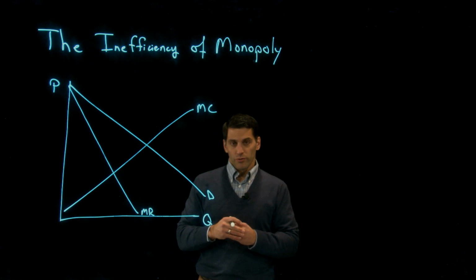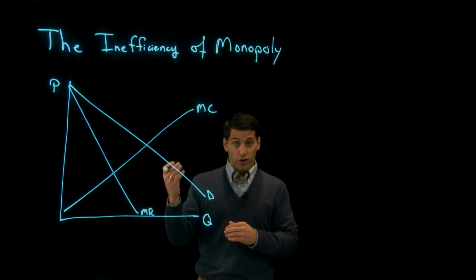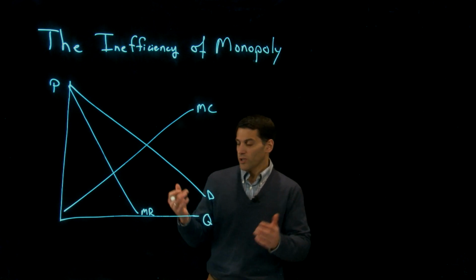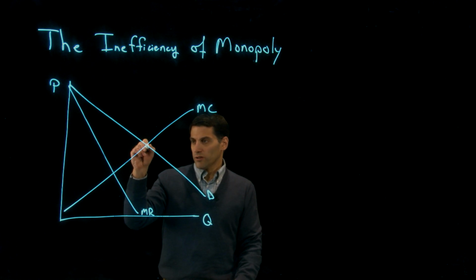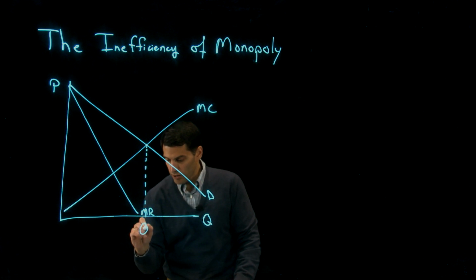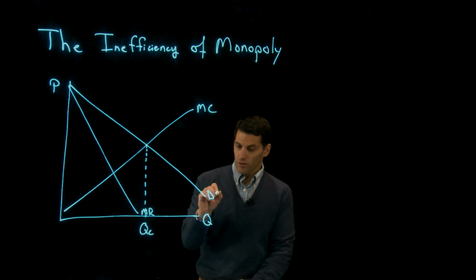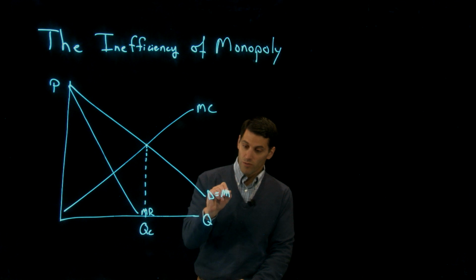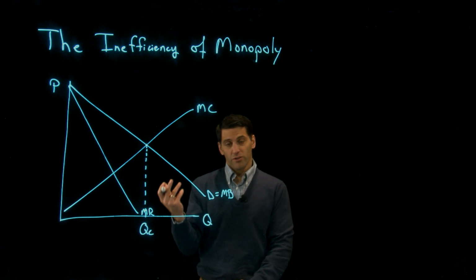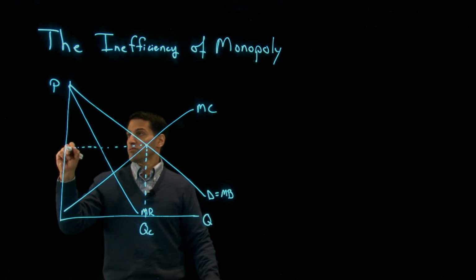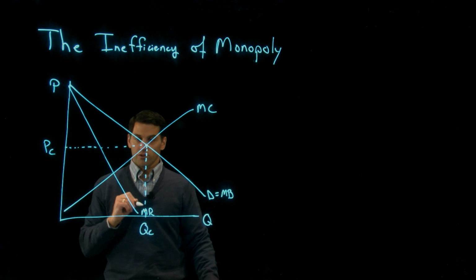First thing we're going to do is look at our benchmark, which is the competitive market outcome. If we were in a competitive market, the quantity produced would be out here at QC, where marginal cost is equal to marginal benefit. Remember, marginal benefit comes from the demand curve. And then the pricing in a competitive market would be here.